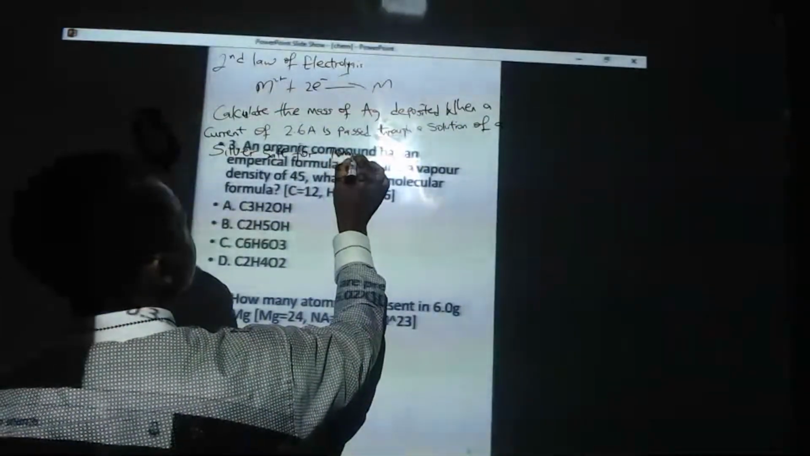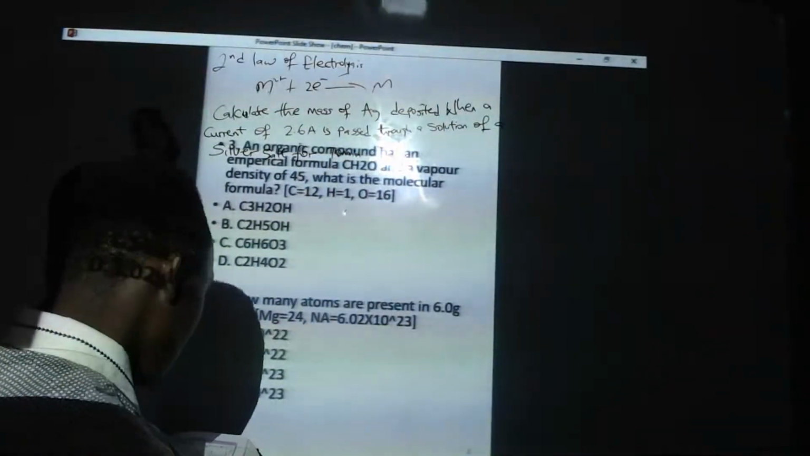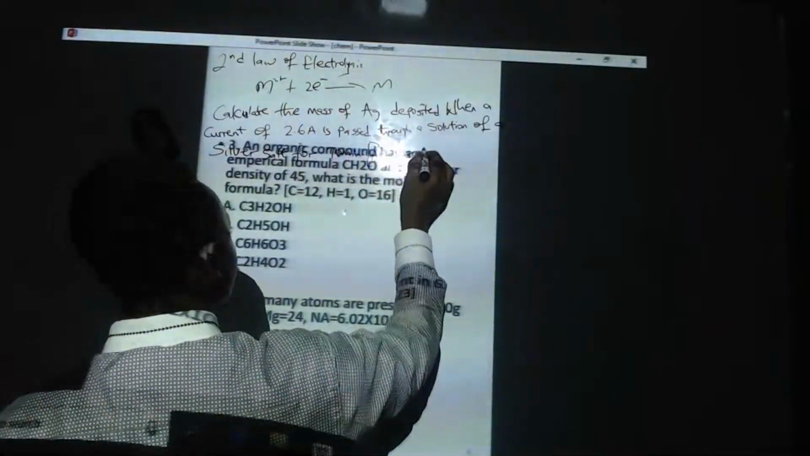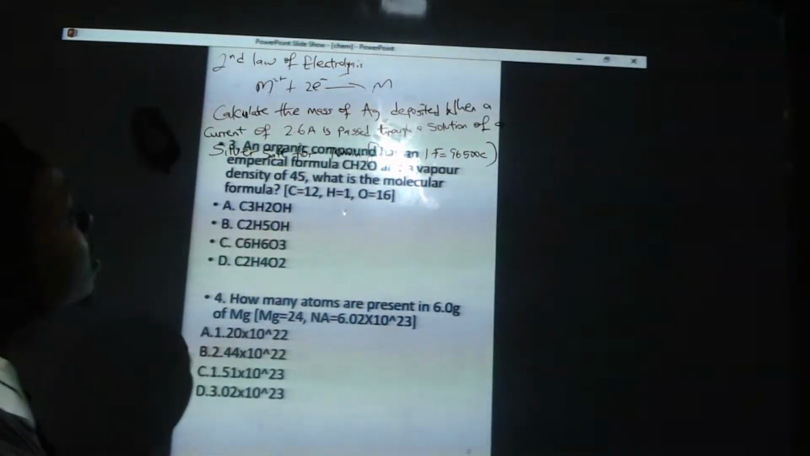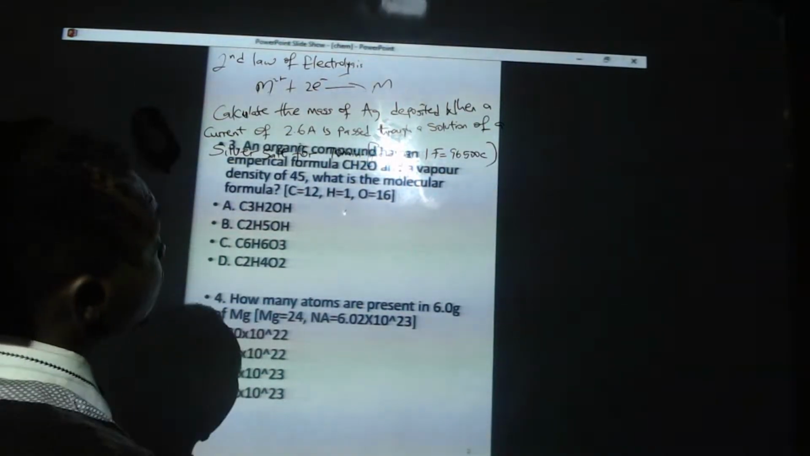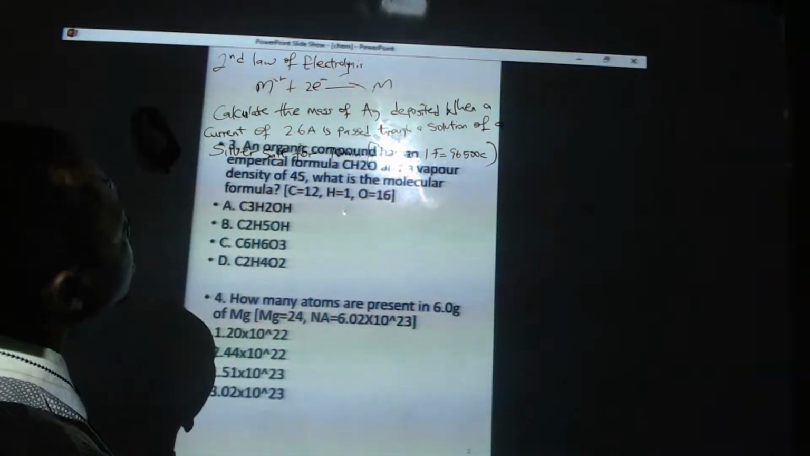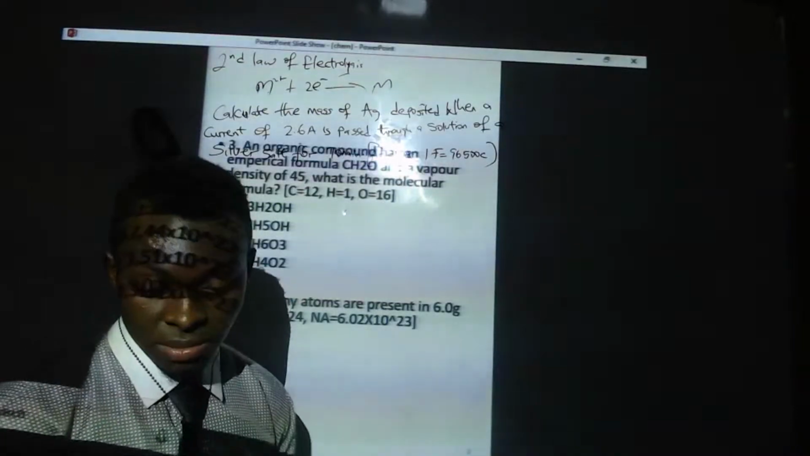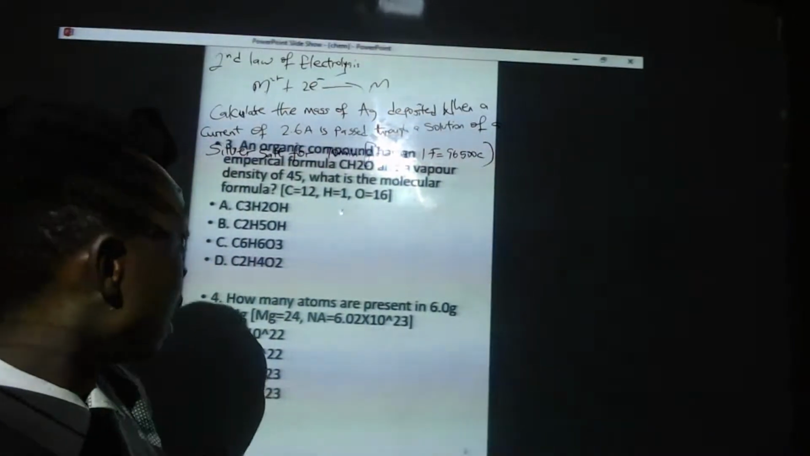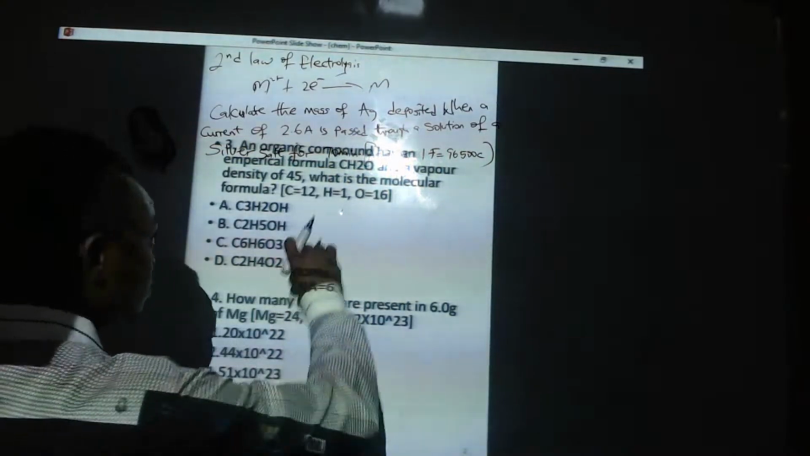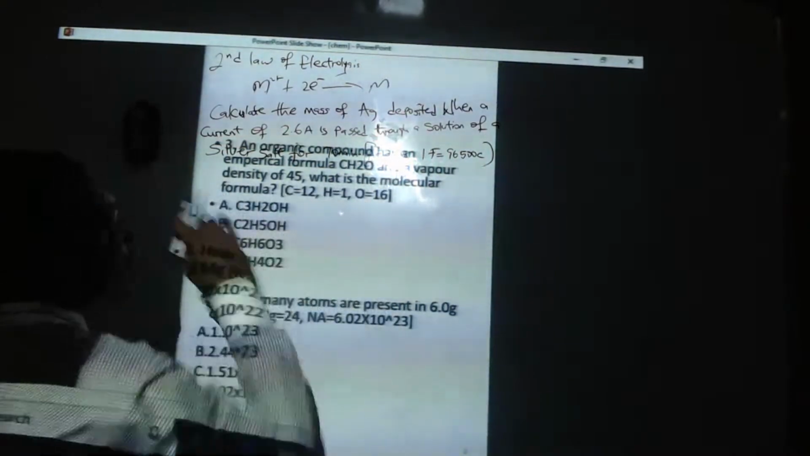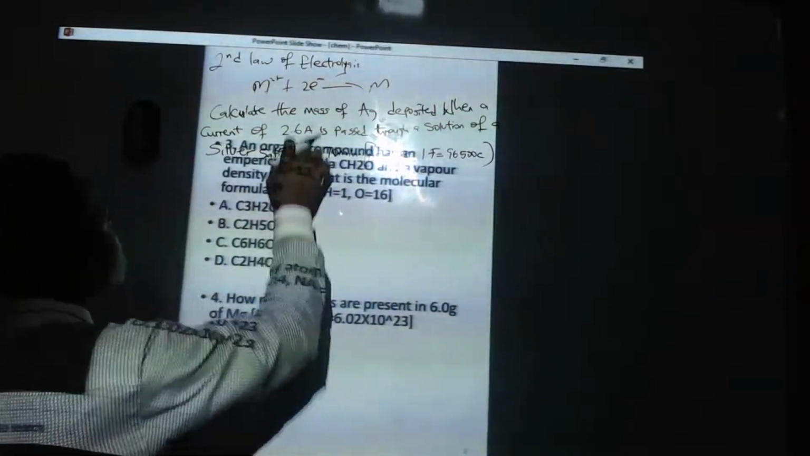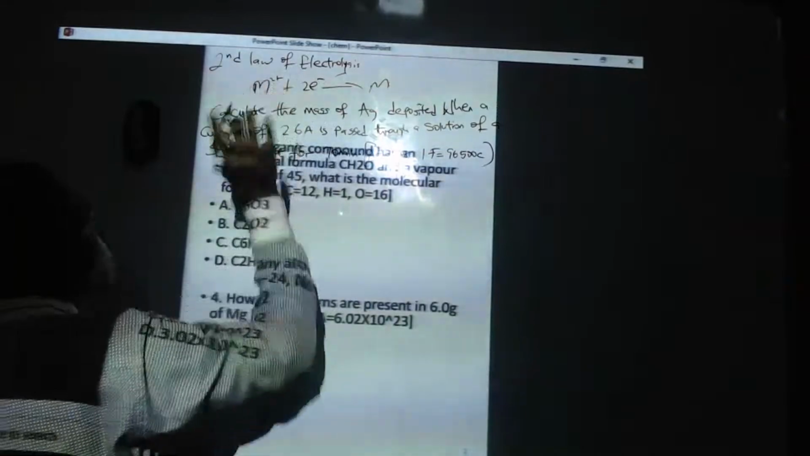For 70 minutes. Okay. Now you're being given silver to be 108. Let's say calculate the mass of silver deposited when a current of 2.6 amp is passed through a solution of silver salt for 70 minutes. Okay. Let's see how we go about this. Now, this one is quite different from the first law. In solving this one, remember that the second law has to do with equation.